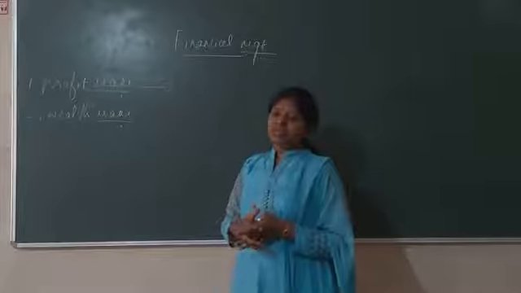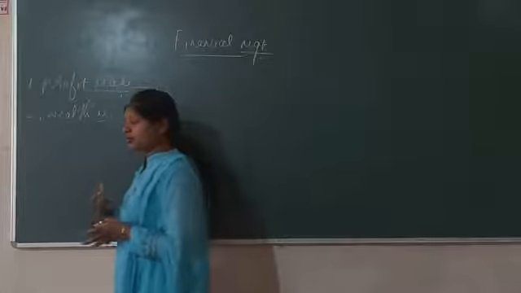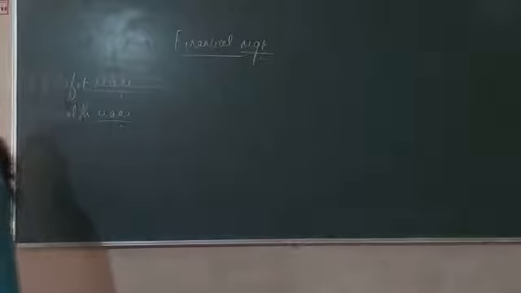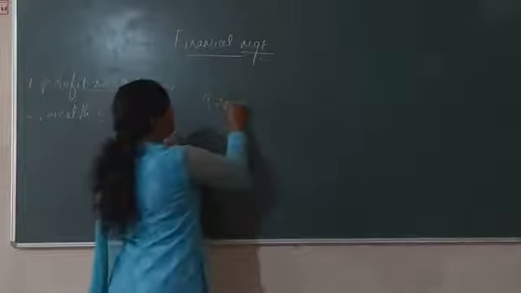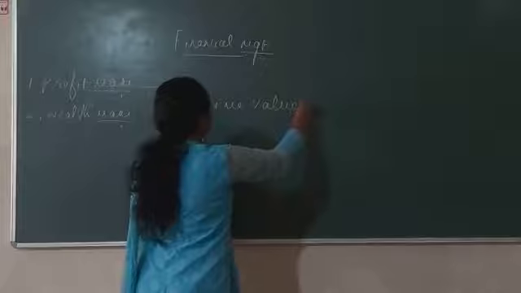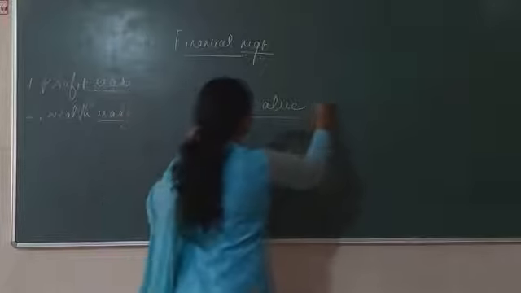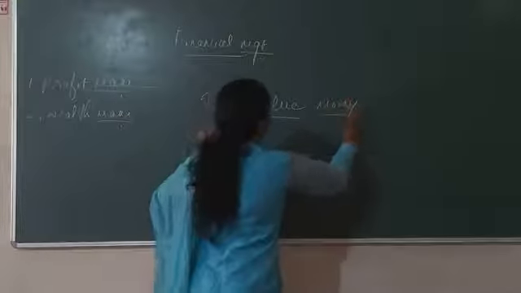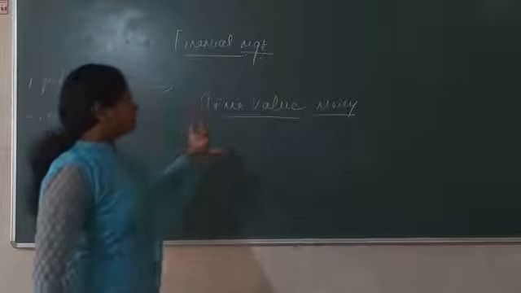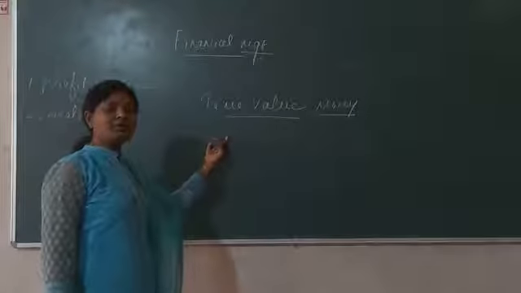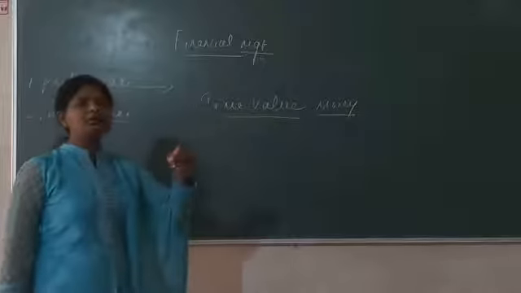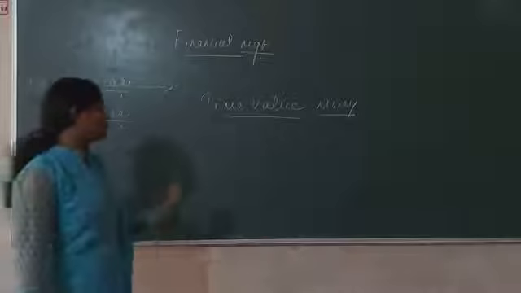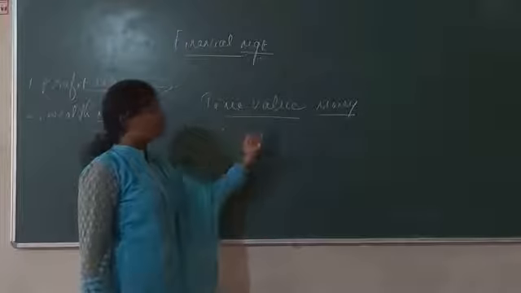Second, profit maximization does not give much importance to the time value of money. Okay, what is this time value of money? Time value of money is not taken into consideration in profit maximization. Time value of money is nothing but that the money we earn today is more important than in the future. That is what the time value of money tells.